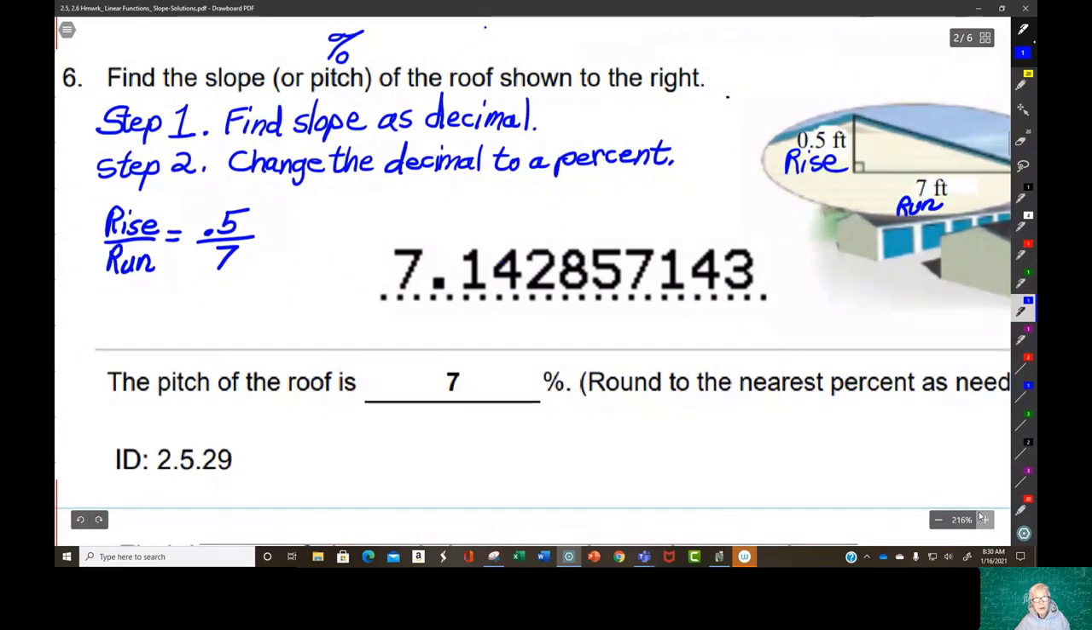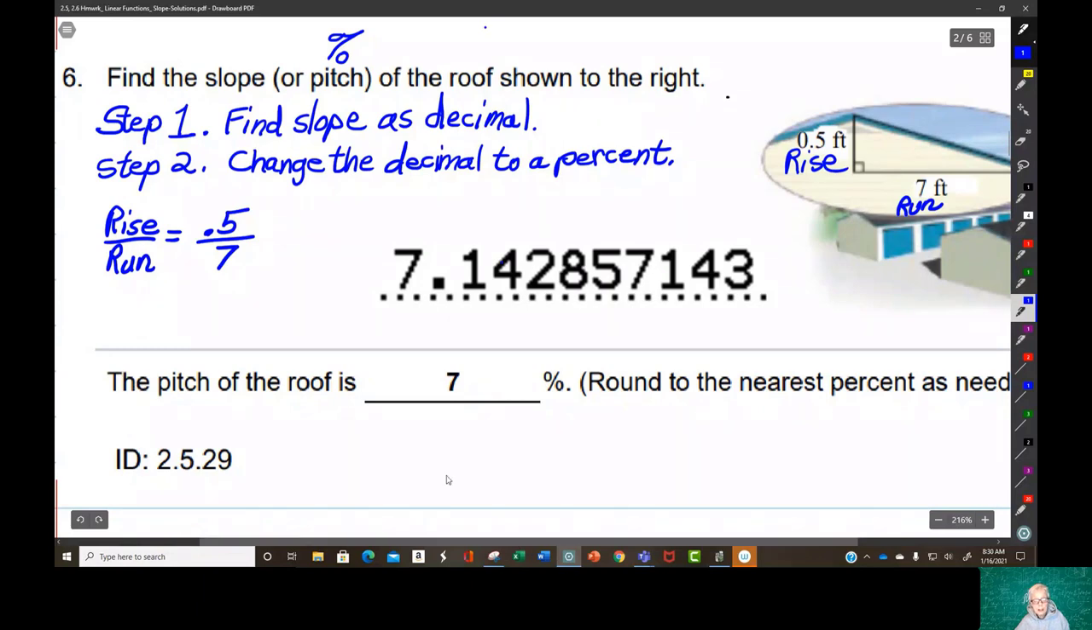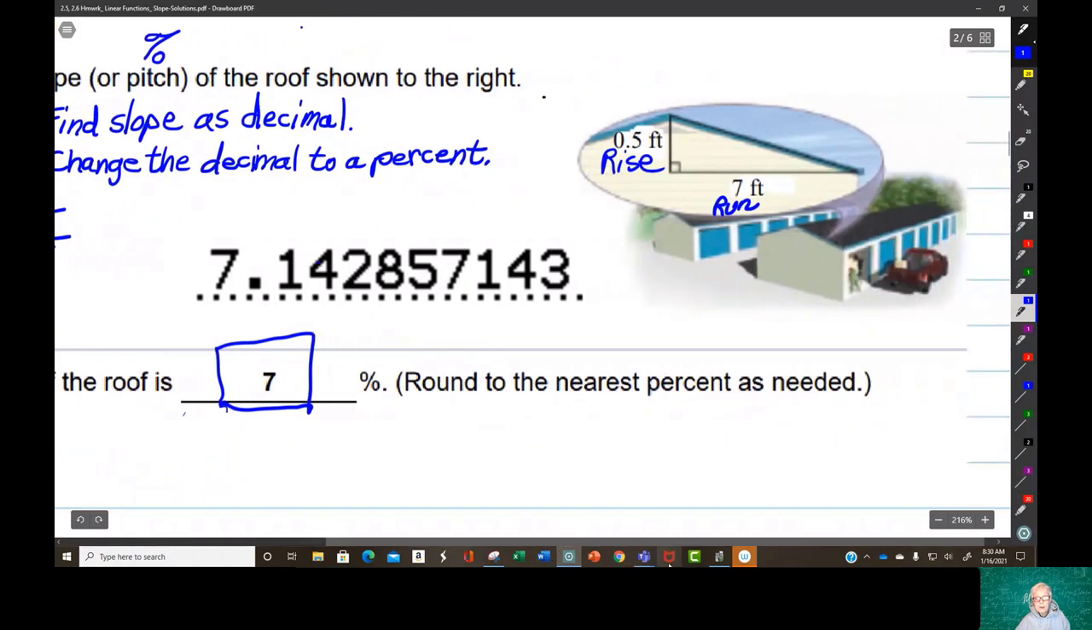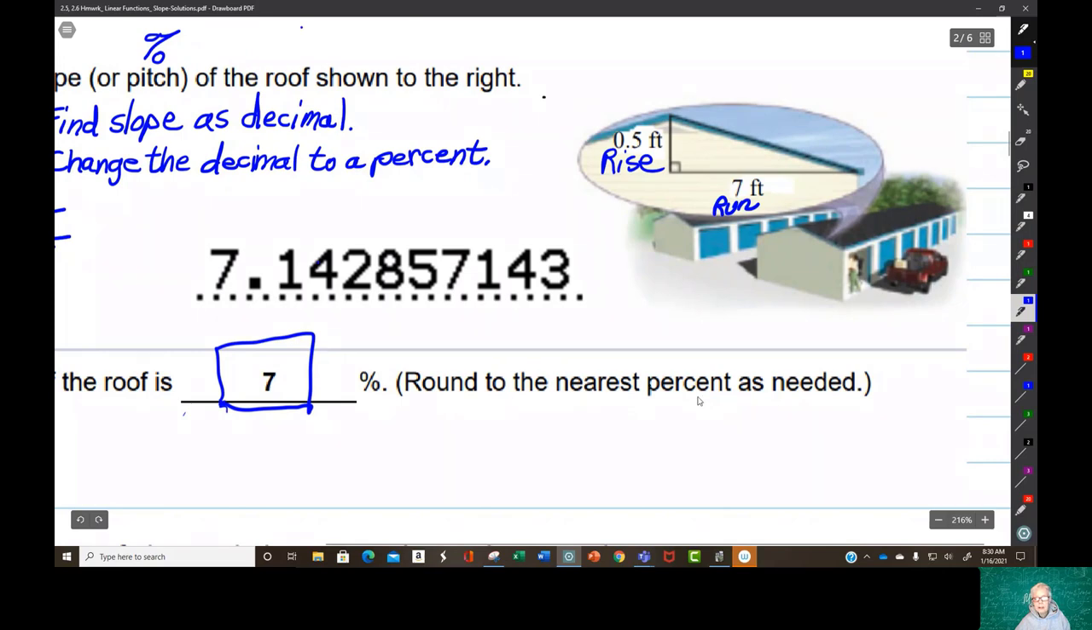Now, there is more information. Here's where the blue answer box is in my math lab. When you print the sheet off, it becomes a space to write the answer, but really it's a box in my math lab. Notice the percent sign is on the outside, so you don't have to write it. Now, there are other instructions: round to the nearest percent as needed. And this is always written in blue, so you can't miss it. Please read it, so you'll know how to answer.